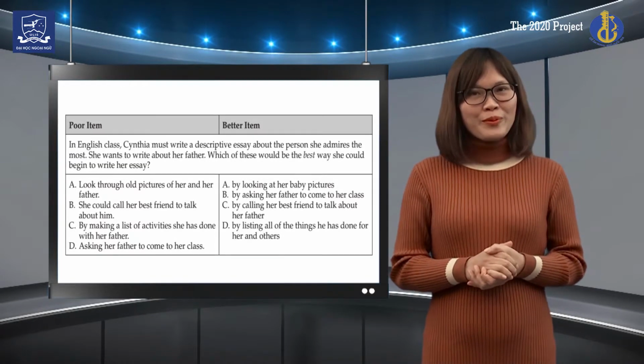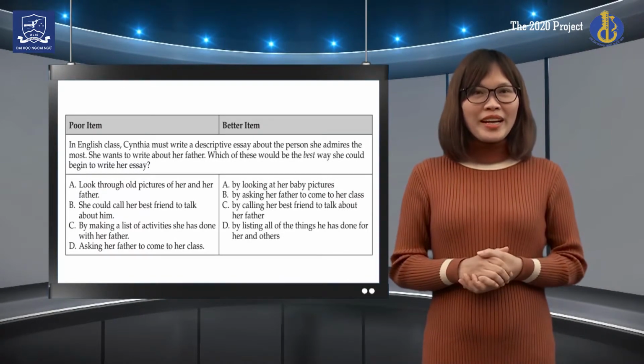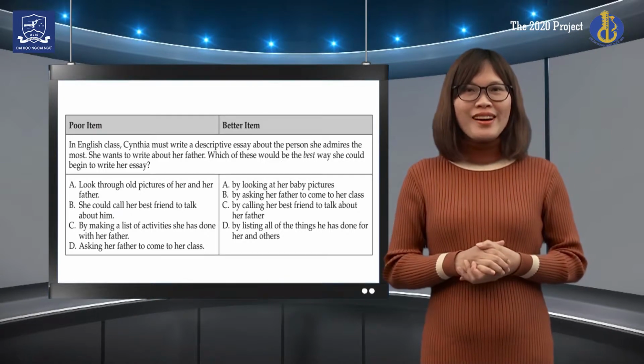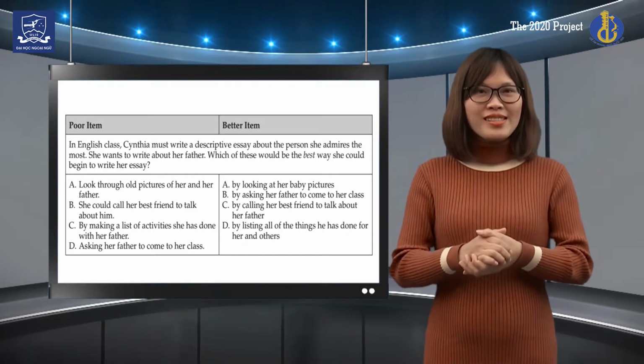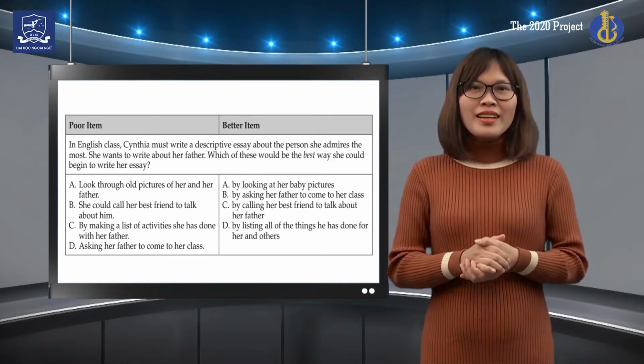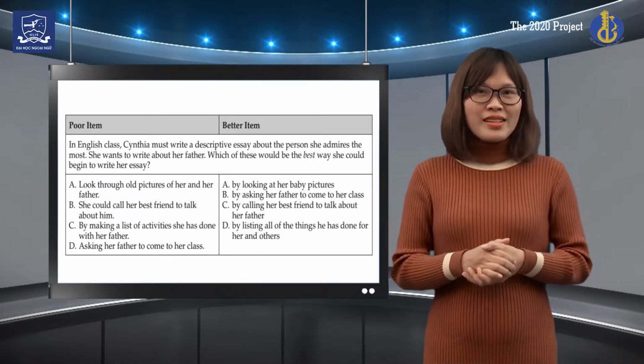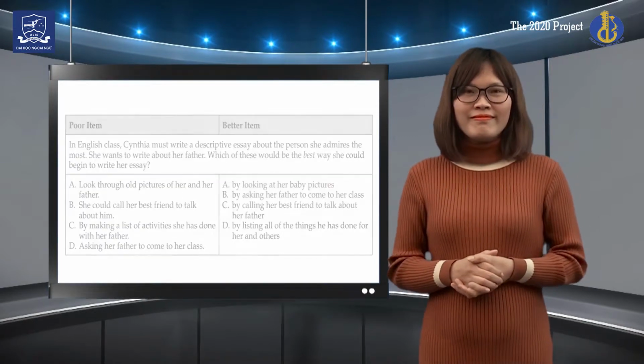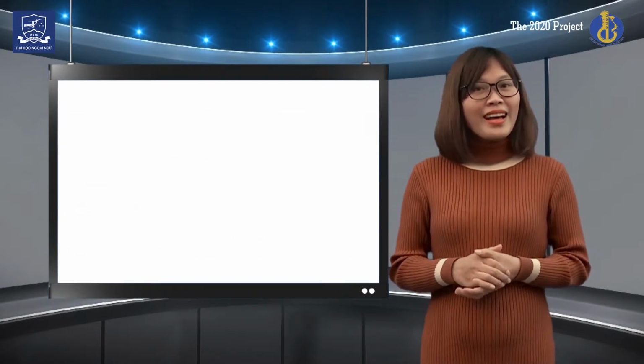Let's look at 2 examples. In the poor item, the answer choices are grammatically inconsistent and confusing. In the better item, each answer choice begins in the same fashion. Are you still with me?